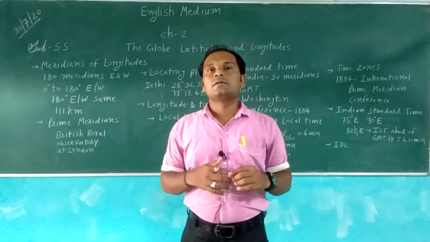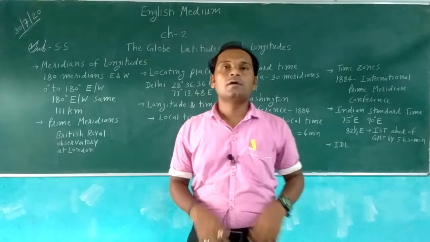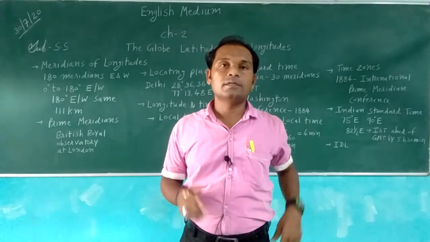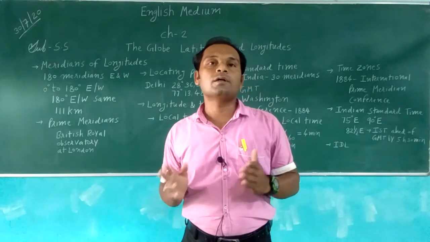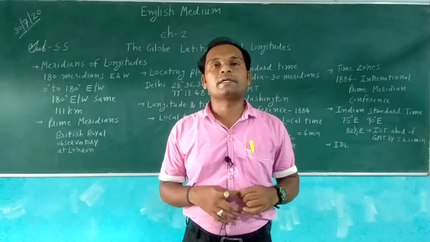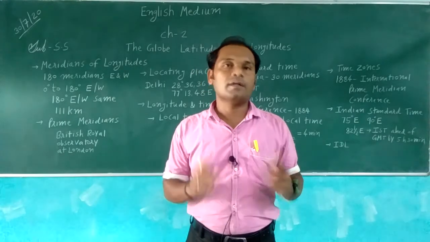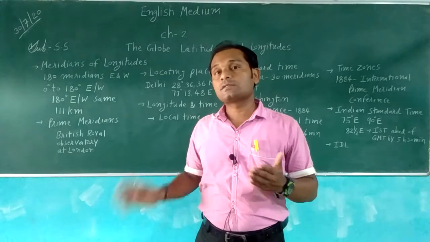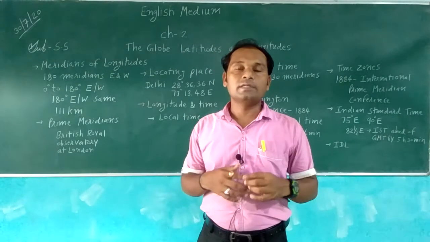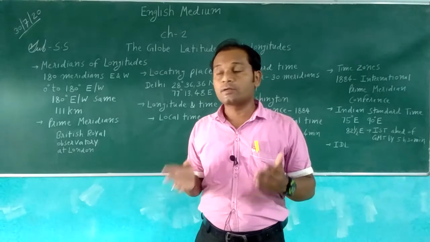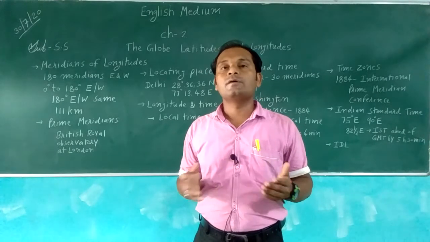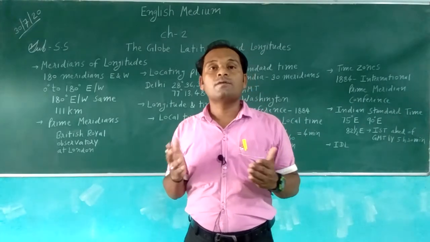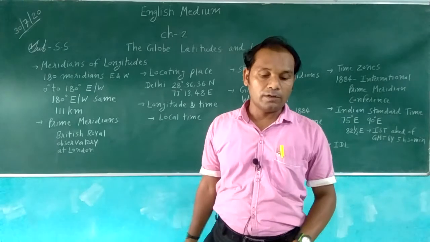You know that the world is divided into different meridians, and each meridian has its own local time. According to that time, the whole place will run. In short, the local time is decided by the sun in the sky. If the sun comes in a straight line overhead, then it will be 12 noon. Local time is decided by the way of the sun in the sky. That is called our local time.